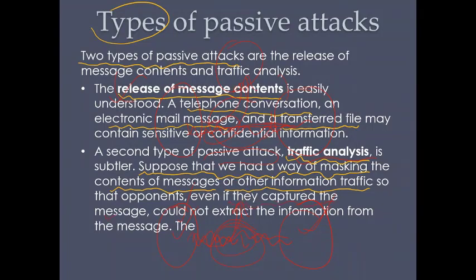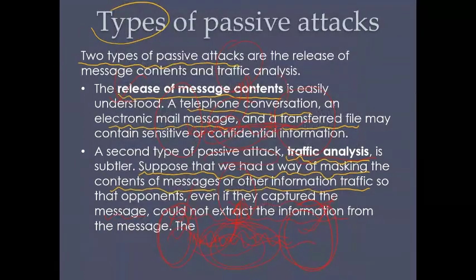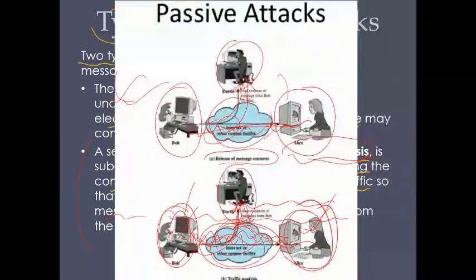So even if they capture the message, they could not extract the information transmitted from the sender to the receiver, because it is an encrypted message. That's why the hacker cannot get the idea about the message, but it can see all the transmissions. So in release of message, the attacker can see the message, but in traffic analysis it cannot see the message, only analyze the traffic of the network. It will be used for spoofing the network. That's all. Let's move to the next one.